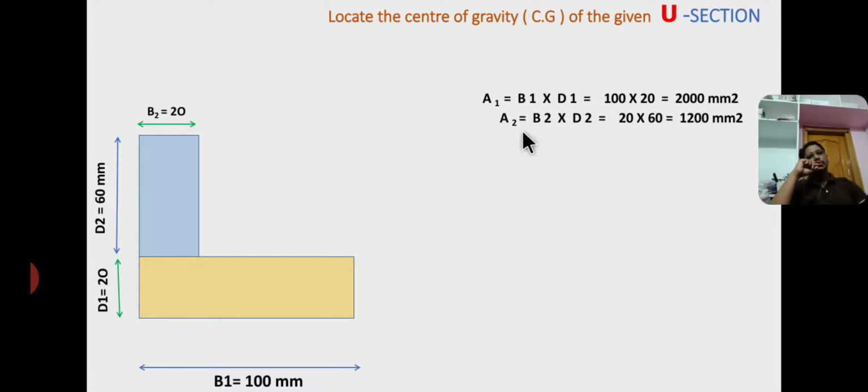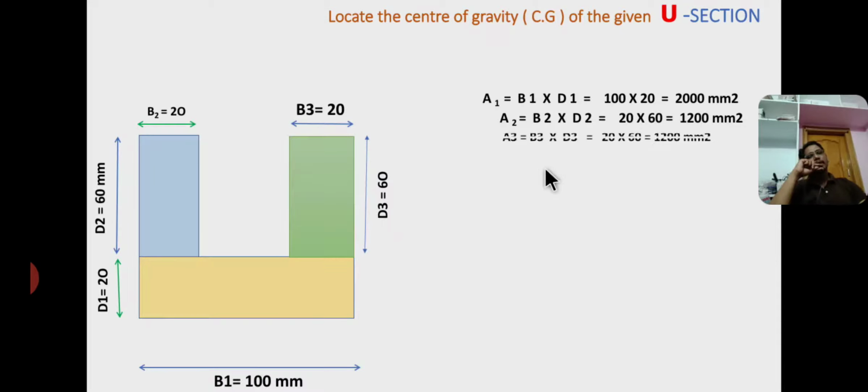This is area 2. Now I consider the third section, area a3 equal to base 3 into depth d3. So b3 into d3 equal to 20 by 60 is the area 3. So these are the individual areas for a channel section.